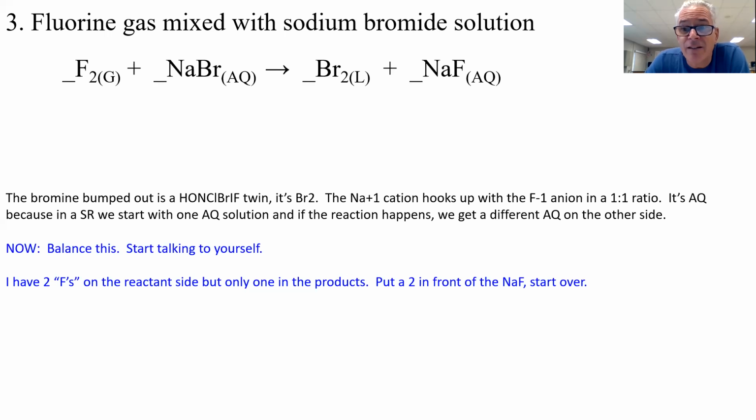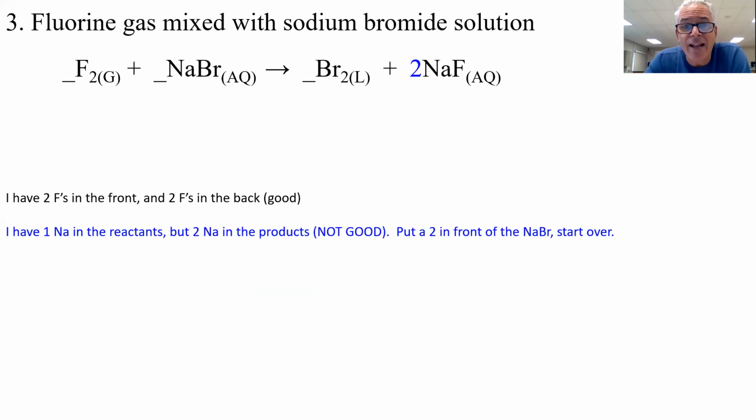So now we have to start balancing by talking to ourselves. Balance it. Talk to yourself. Ready? There's 2 fluorines in the reactant, but there's only 1 fluorine in the product. To fix that, we have to put a 2 in front of the sodium fluoride, and we have to start over. So by putting a 2 at the end there, we start talking to ourselves again. There's 2 F's in the front.